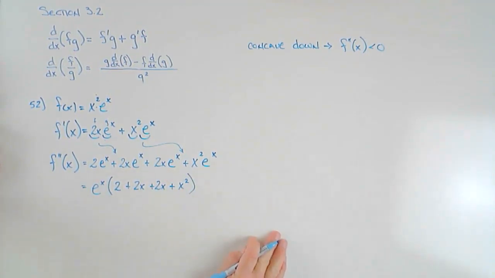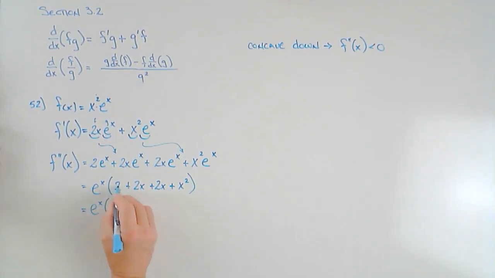All right. We can collect like terms here. This is going to be e to the x. That's going to be a 2. That's going to be 4 x's. And that's x squared.